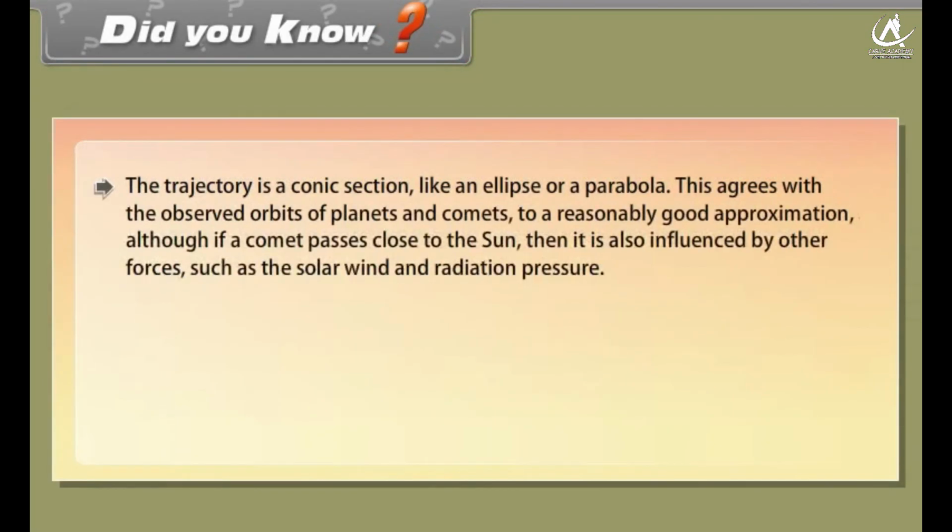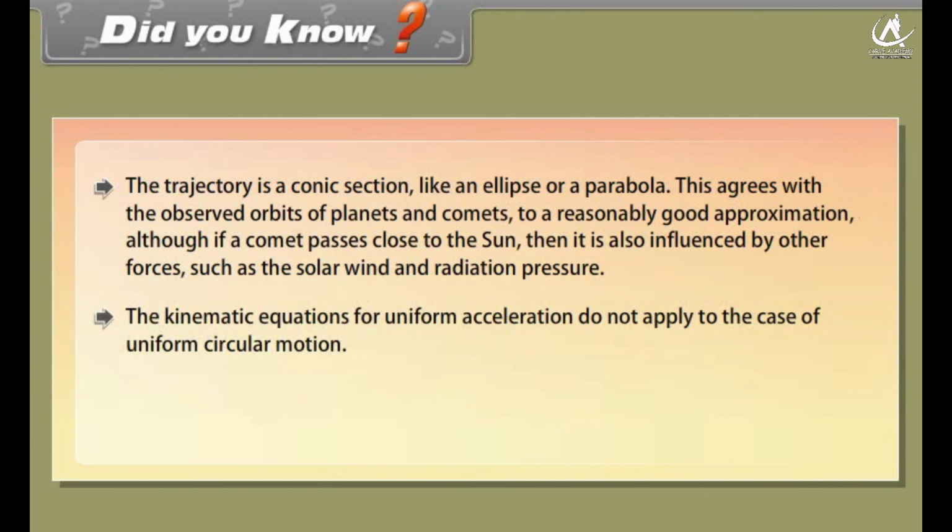Did you know? The trajectory is a conic section like an ellipse or a parabola. This agrees with the observed orbits of planets and comets to a reasonably good approximation. Although, if a comet passes close to the Sun, then it is also influenced by other forces, such as the solar wind and radiation pressure.